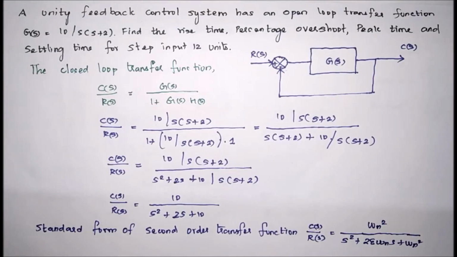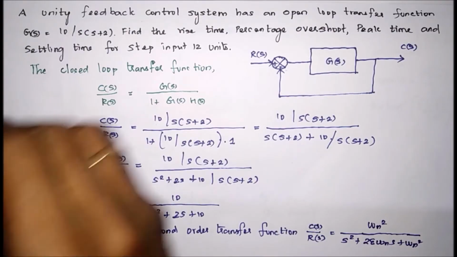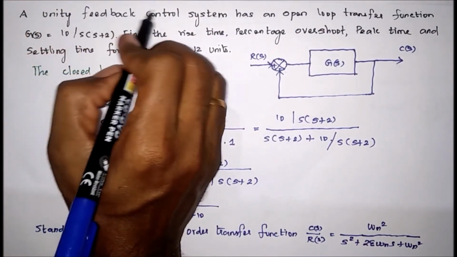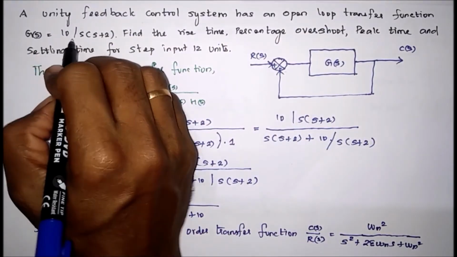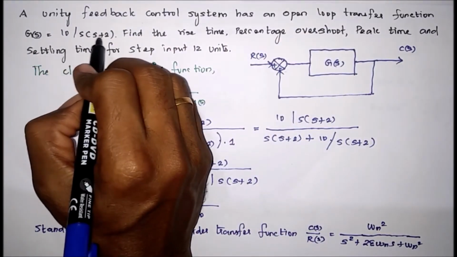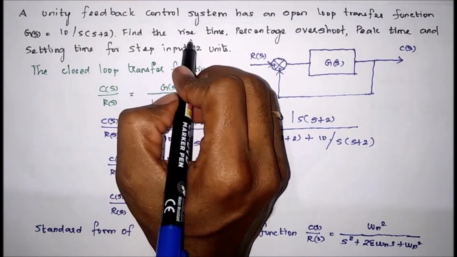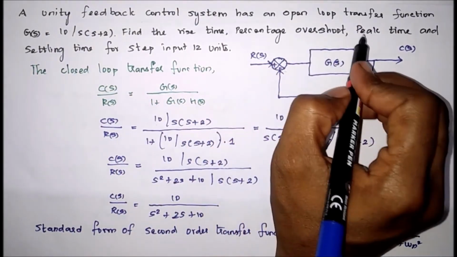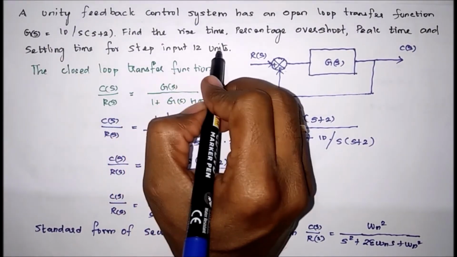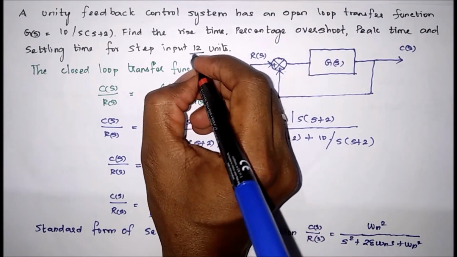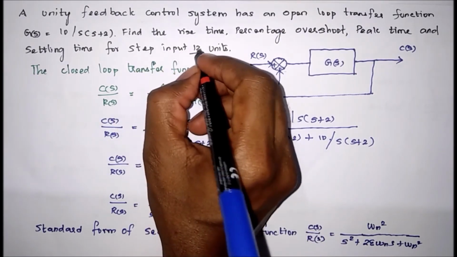In this video, we are going to solve a problem to calculate the rise time, percentage overshoot, peak time and settling time. The given problem is: a unity feedback control system has an open loop transfer function G(s) equal to 10 divided by s into (s plus 2). Find the rise time, percentage overshoot, peak time and settling time for a step input of 12 units. So here the input is a step input, but of 12 units.